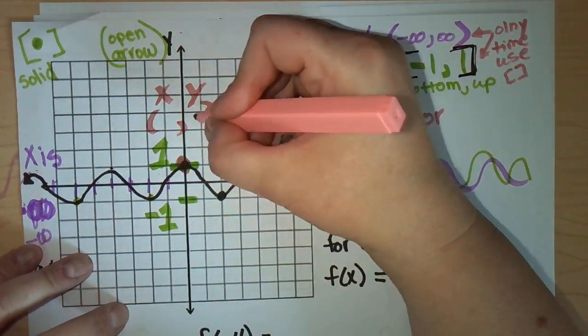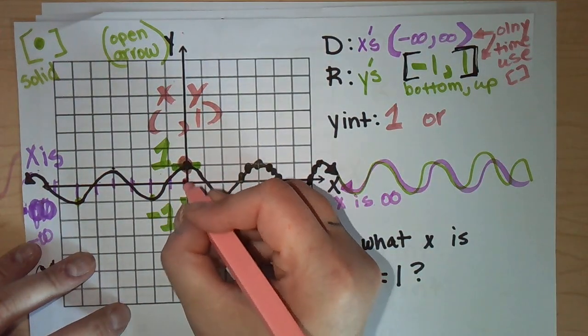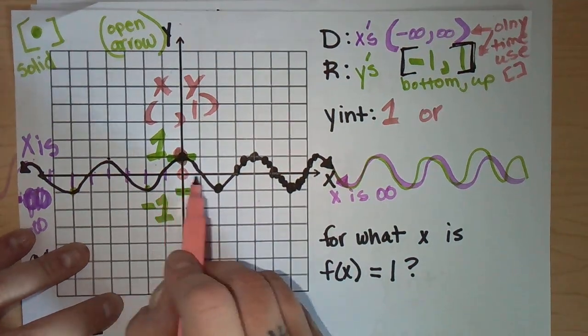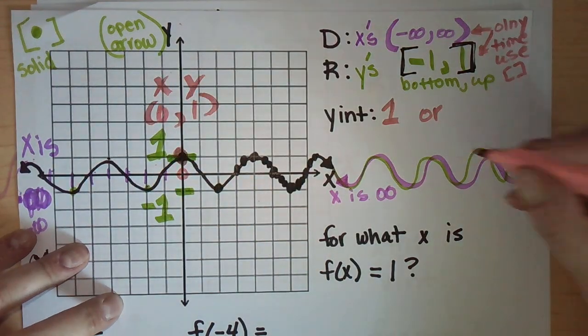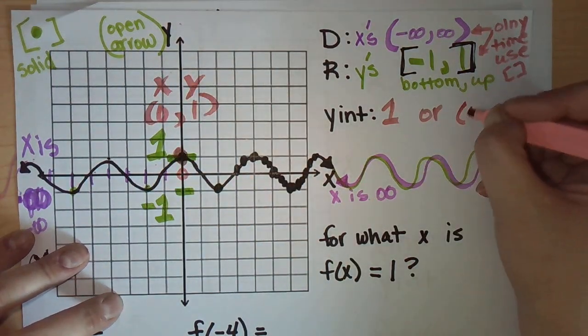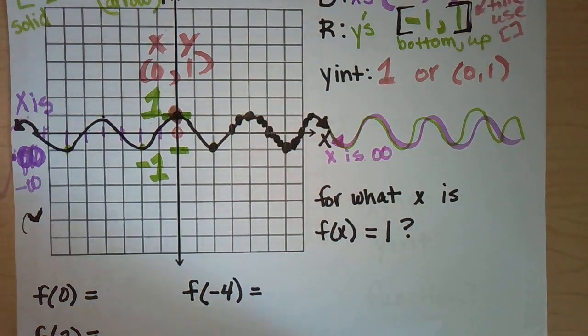Okay, so the y is 1 because I went up 1. And then the x, well, I didn't go anywhere. Technically, right up here in the middle is an x value of 0. All right, so my y-intercept is 1, or (0, 1). Okay, let's keep going.